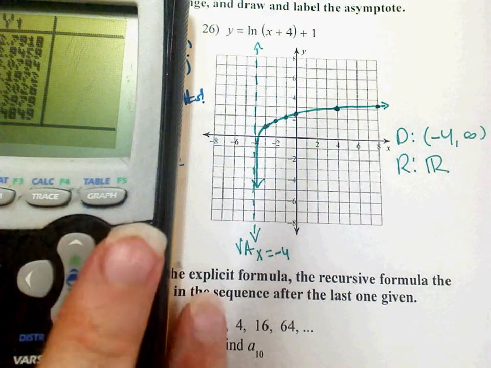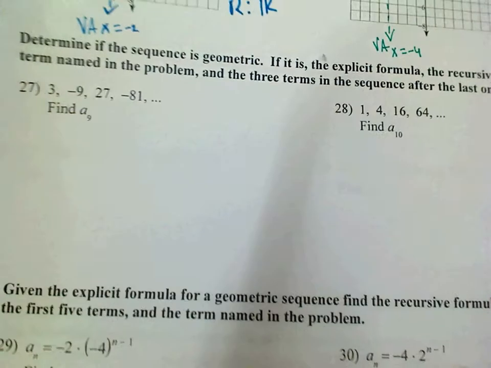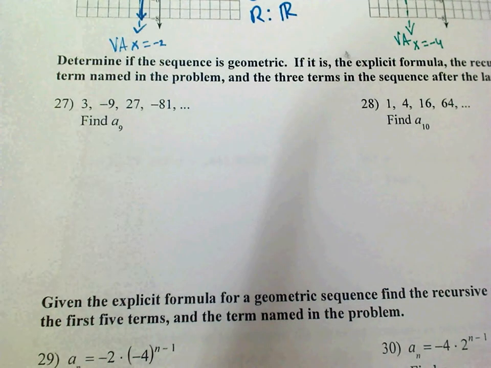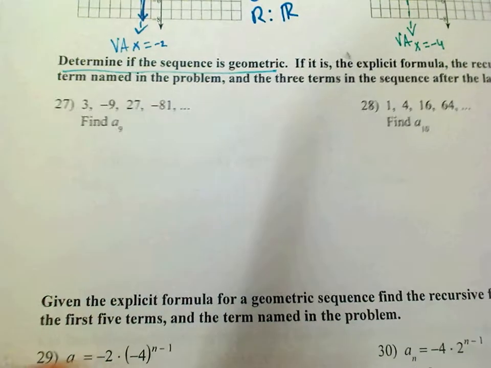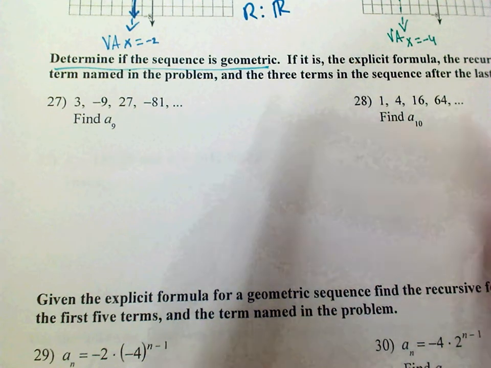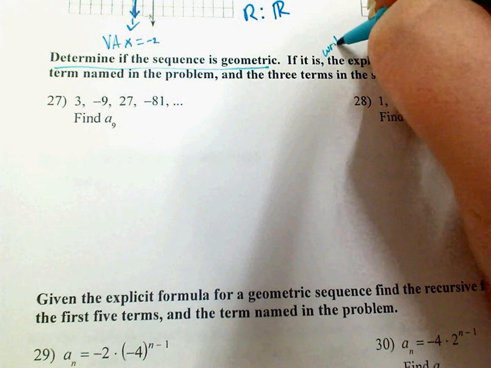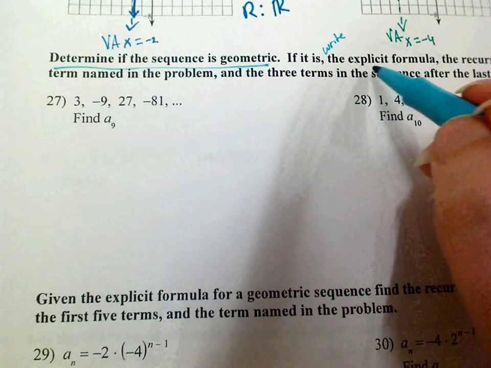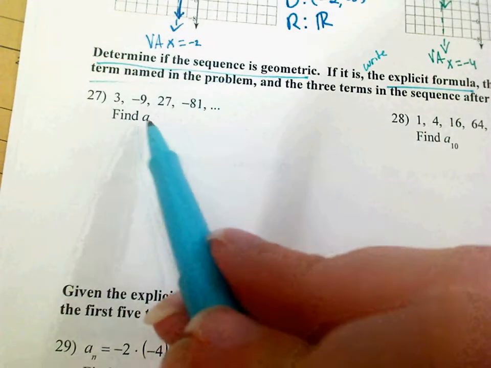Okay. Now let's get into sequences, geometric sequences. First, determine if the sequence is geometric. Okay, so that's the first thing. If it is, write or give the explicit formula, the recursive formula, the term named in the problem, which is a sub 9, the 3 terms in the sequence after the last one given.